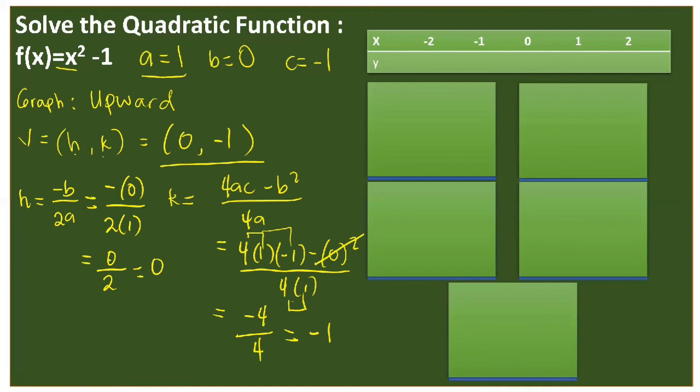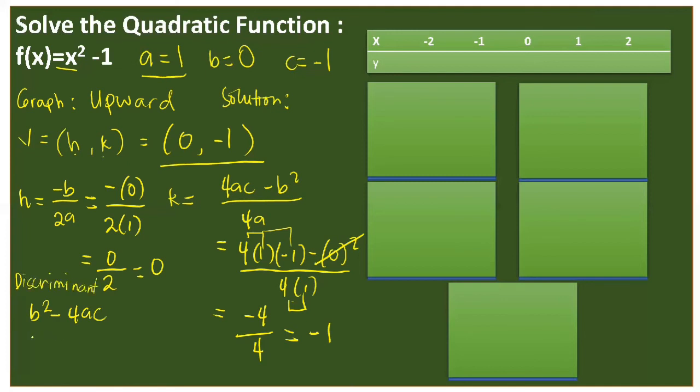Now we have the graph and the vertex. Now let's find the solution or the number of solutions. To find the number of solutions, we have the discriminant, whose formula is b squared minus 4ac. We will substitute the real numbers. So this is the discriminant.